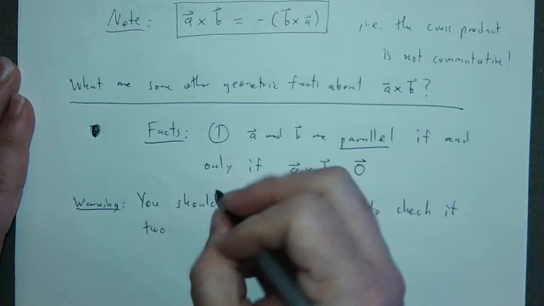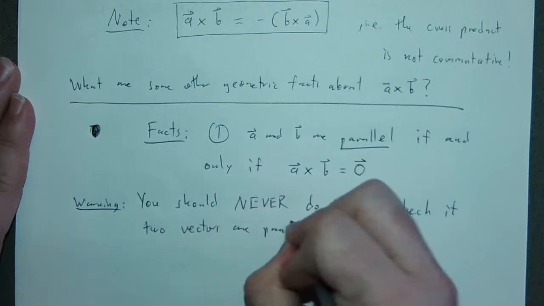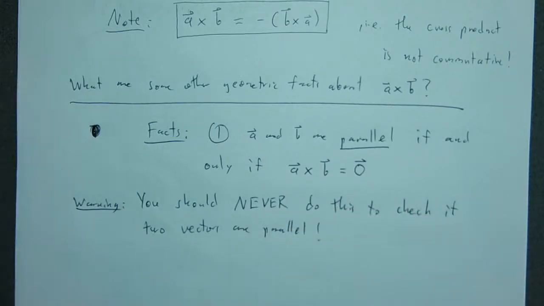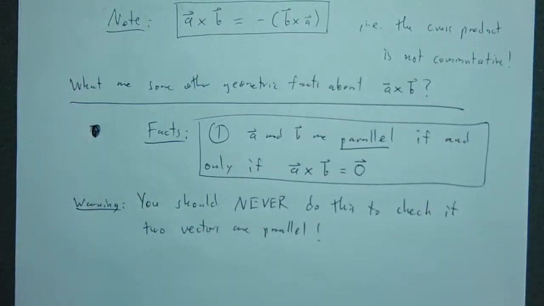Why should you never do this to check if two vectors are parallel? Even though this fact is 100% true, why shouldn't I ever use the cross product to check if they're parallel? I see a question in the chat: the dot product doesn't tell me if they're parallel. Right, the dot product doesn't really tell me that, but there is something I can do faster to check.